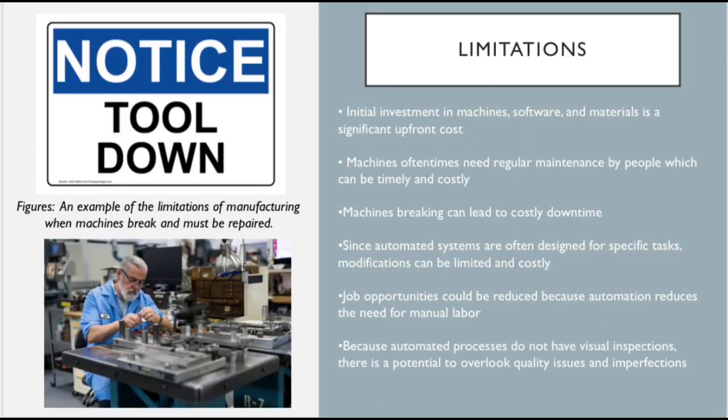Some limitations include that initial investment in machines, software, and materials can be a significant upfront cost. Additionally, machines oftentimes need regular maintenance, which can be timely and costly. Also, machines can break down, which lead to costly downtimes. Since automated systems are often designed for specific tasks, modifications to these systems can be limited and costly. Job opportunities could also be really reduced because automation reduces the need for manual labor. And lastly, because automated processes do not have visual inspections, there is the potential to overlook quality issues and imperfections. Notice the images on this slide showing examples of the limitations of manufacturing when machines break.